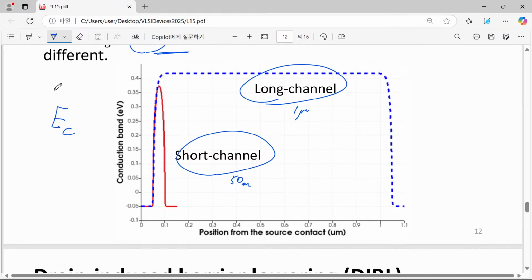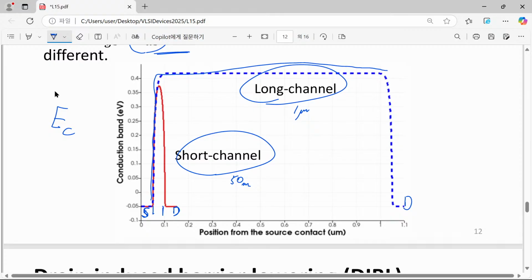And where can you find the source? Yes, this is the source. And since this red curve corresponds to the short channel device, after a short distance, now the drain comes. This is the drain of our short channel device. In the case of a long channel device, we have a long way to go. After 1 micrometer of long channel, after that we have the drain of the long channel device.